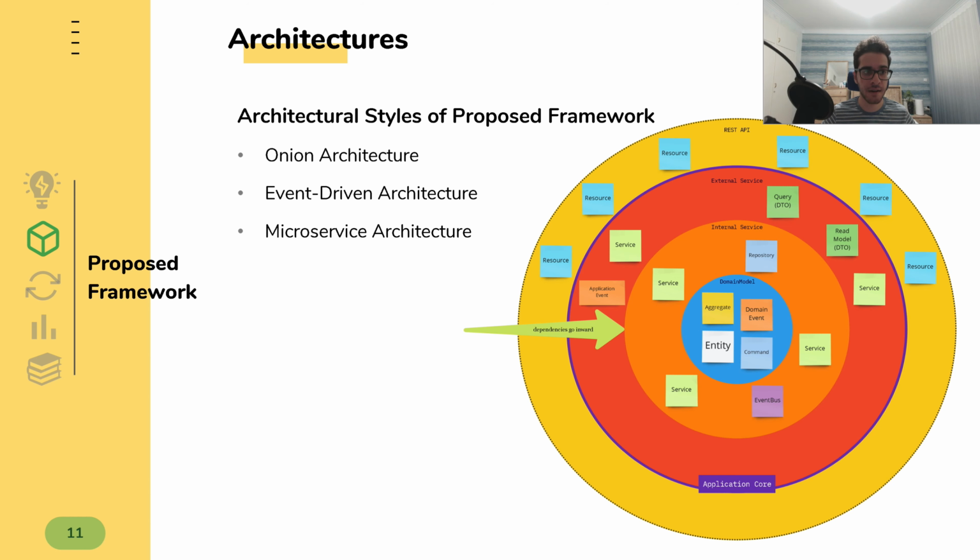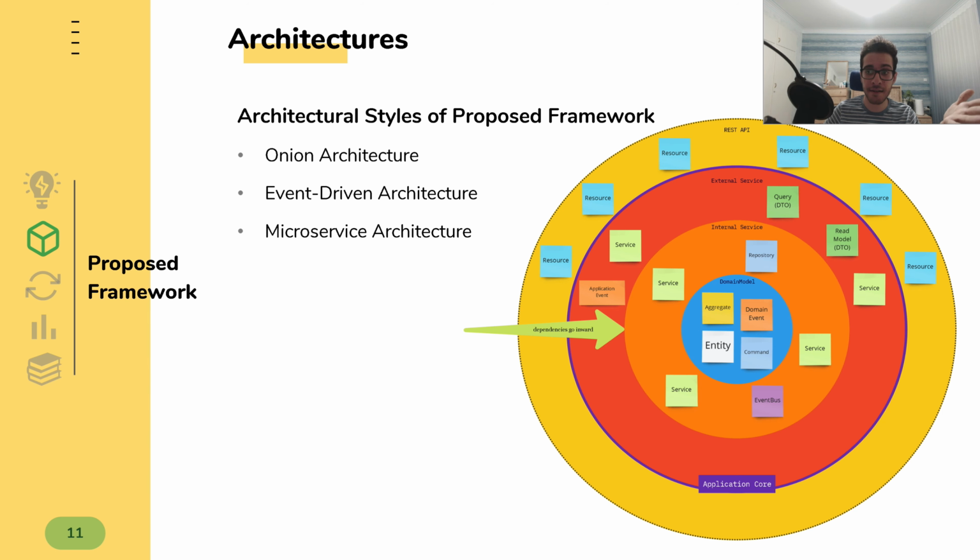Architectures are important in the framework, and we supported onion architecture, event-driven architecture, and microservice. The web services generated by the framework are based on onion architecture. Also, we consider the separation of concerns.